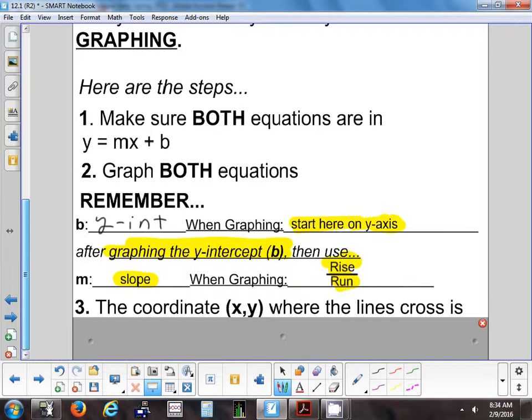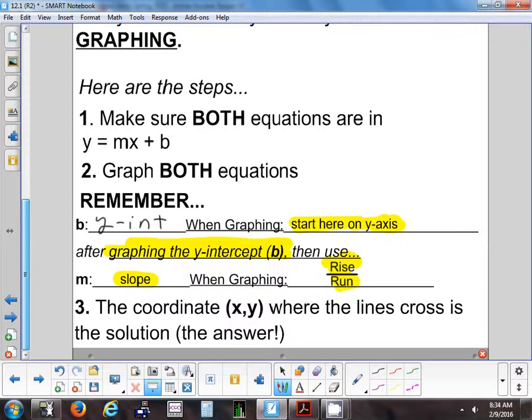And we've had the rules for this. If rise is positive, which way do you go? Up. What about if rise is negative? Down. Good. What if run is positive? Right. And if run is negative? Left. Okay. These lines are going to cross at a certain spot. Wherever they cross, that's the answer.